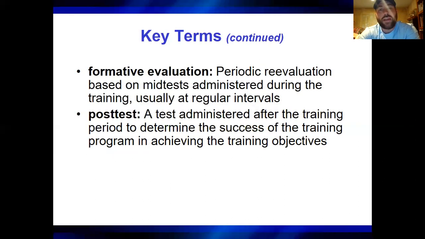Post-test, that's the very end. If you have a 12-week program, whatever you're testing at week 12, that's your post-test. All right, so it means like this is what all we've done for the previous portion has led us to this point. What did we get? Okay.